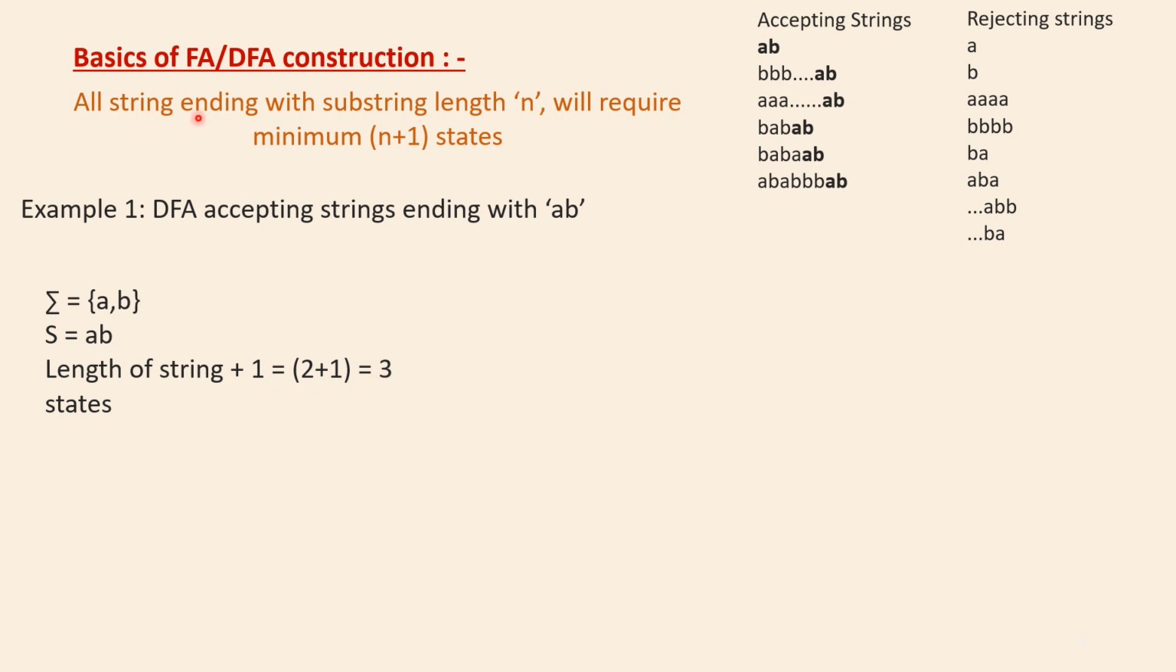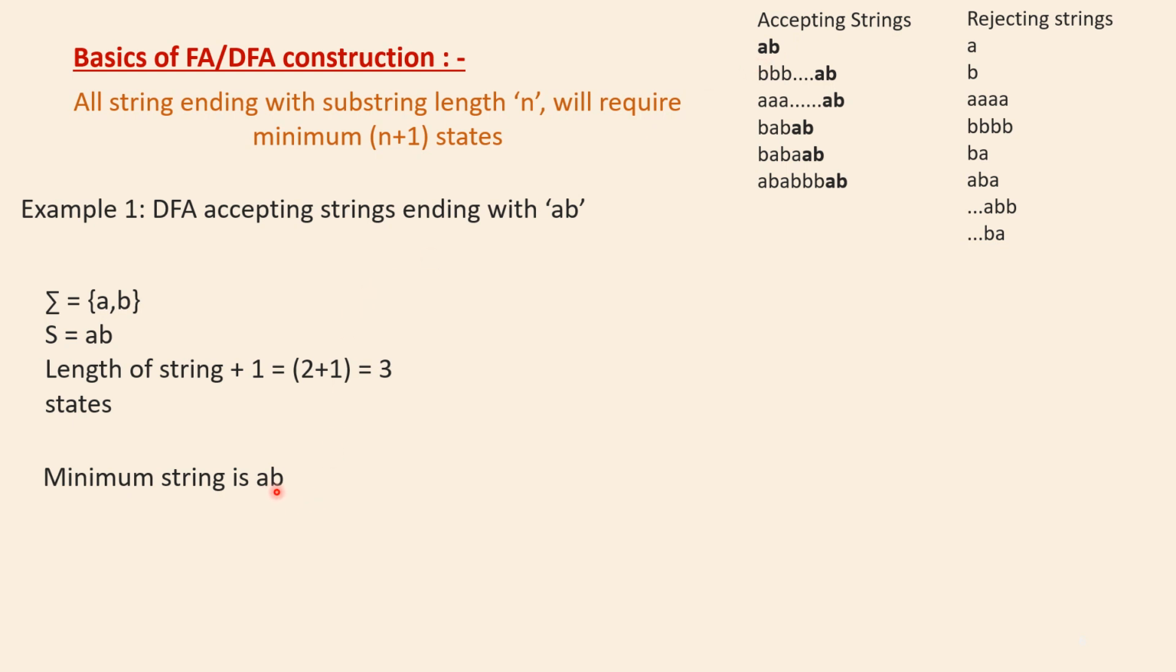So here, ending with a substring of length n, any string ending with a substring of length n, we will require minimum n plus 1 states. So here I have AB, that is, length is 2. So I need 2 plus 1, minimum of 3 states. So the minimum string is AB, that is, here we can see accepting strings. The minimum string is AB, which is supposed to be accepted.